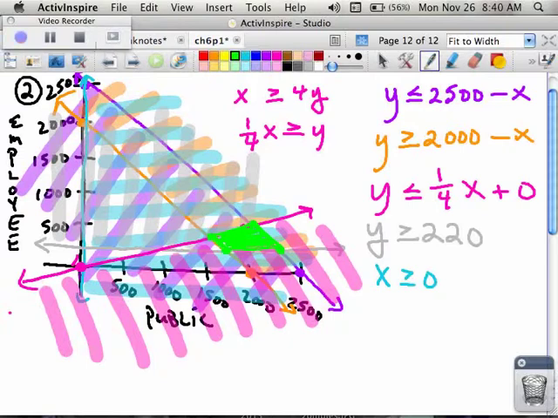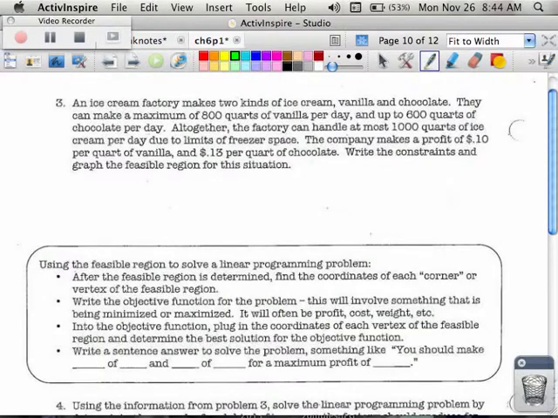So this green region is the only region that fulfills all of our restrictions that we were talking about. Or in other words, the overlapping of all the shadings. Okay, this one is probably a little bit easier than the previous one. Number 2 out of the 3 examples today. It's probably easier than the other ones.